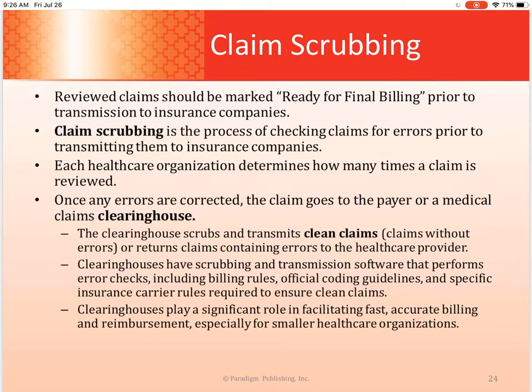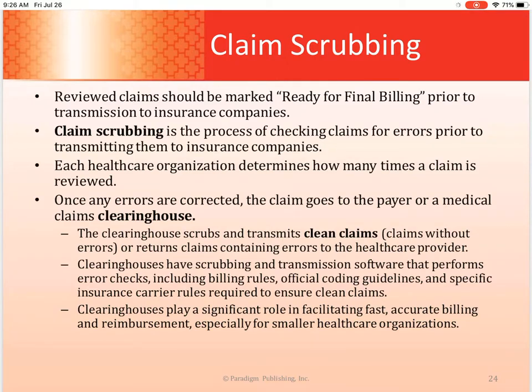After performing the claim scrubbing process according to its policies and procedures, the healthcare provider then corrects any errors identified by its in-house claim scrubbing report and either transmits the claims directly to the appropriate payer or transmits the claims to a clearinghouse. A medical claims clearinghouse is a company that accepts electronic claims from healthcare providers, scrubs the claims, transmits the clean claims to the appropriate payer, and returns the claims that have errors to the healthcare provider. Clean claims are those without errors.